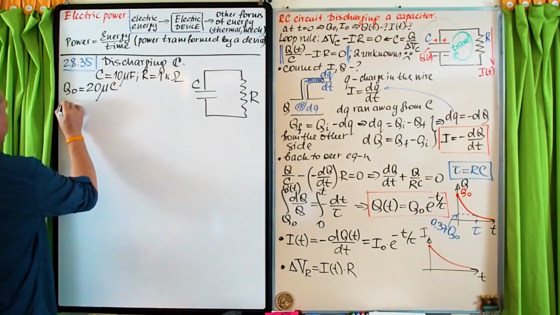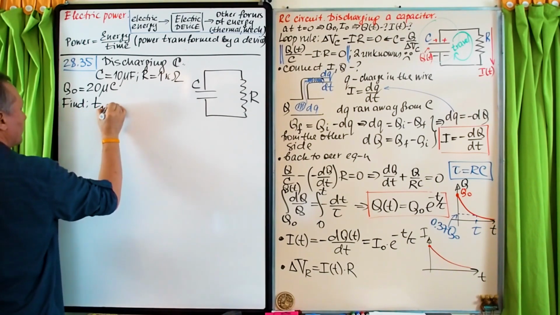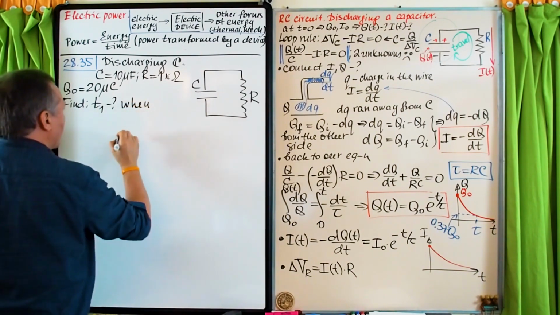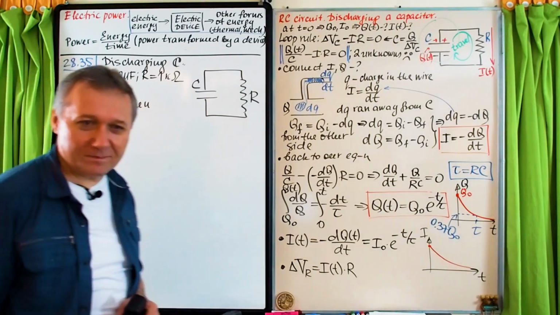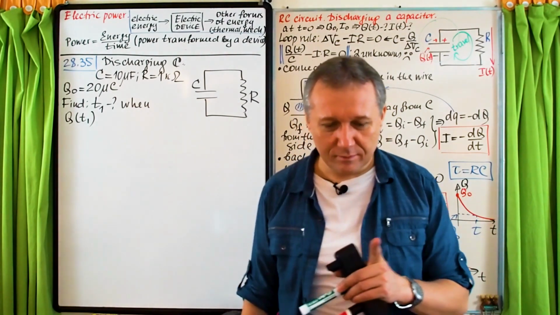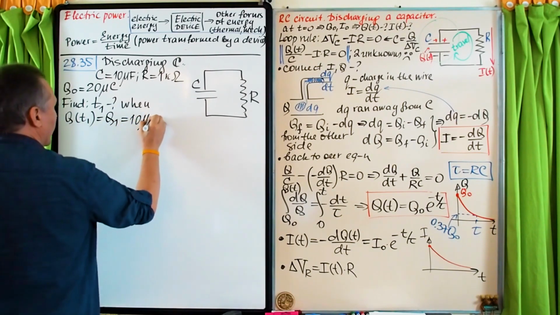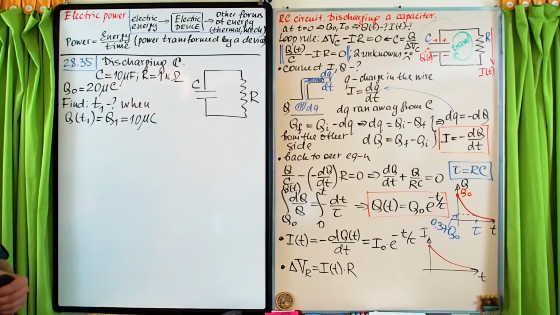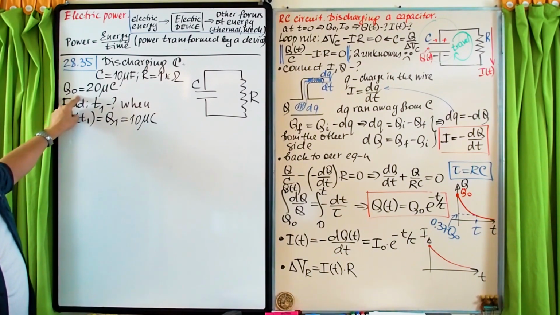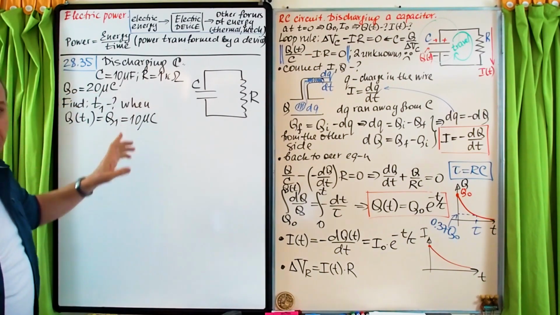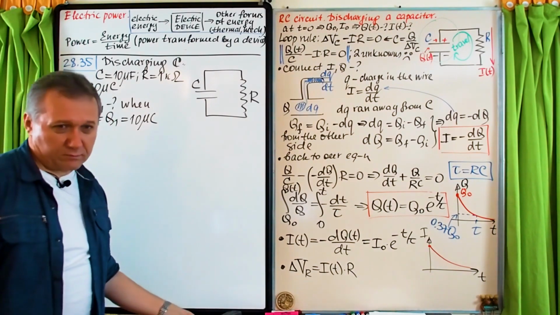So what we need to find, let me label that moment of time as T1, and I will write when the charge at that moment of time, let me just label it Q1 for simplicity, equals 10 microcoulombs. Basically, the amount of charge is dropped by a factor of 2. Initially 20 microcoulombs, final 10 microcoulombs. We want to know that moment of time when charge gets halved.